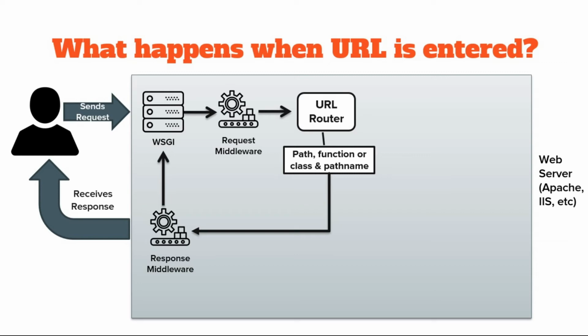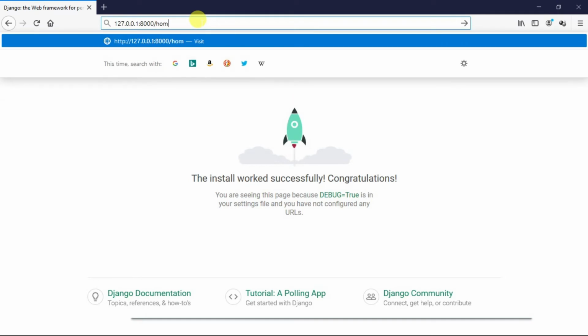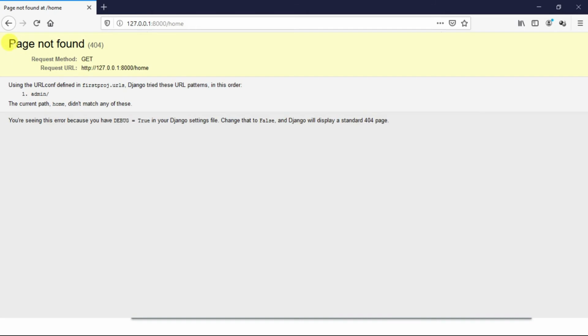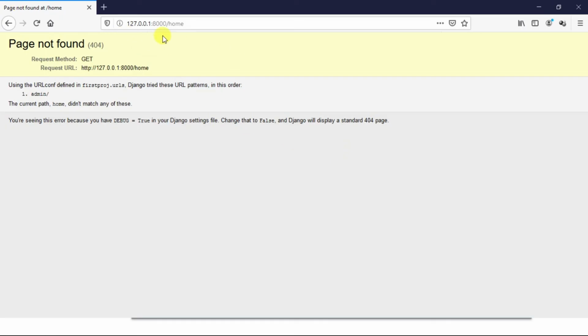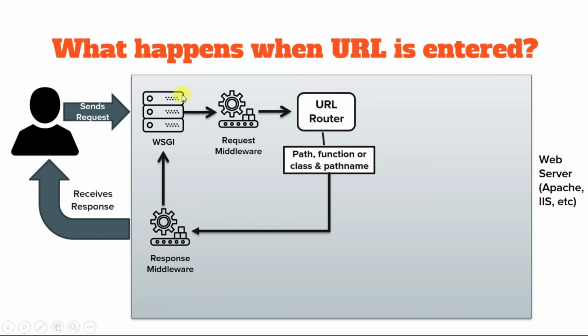Now please understand, if I enter a wrong URL, let's say I add home over here. You see this, it is giving me a page not found error, 404 page not found. What happens exactly over here is WSGI is going to check whether the request is a valid request. The request middleware generates the HTTP request object. Now the HTTP request object in turn goes into the URL router. That URL router is nothing but a table that consists of the path, the function or class that is connected to the path, and then it also has a path name. So that is going to be verified. If all of that is not in place, this is going to generate an error, which will in turn be sent to the response middleware through WSGI. The response will be sent to the user that the page is not found.